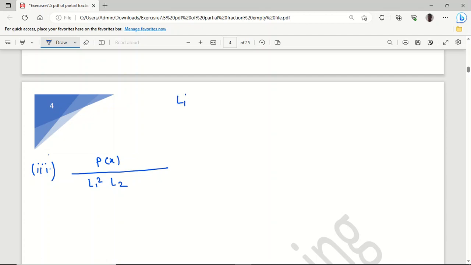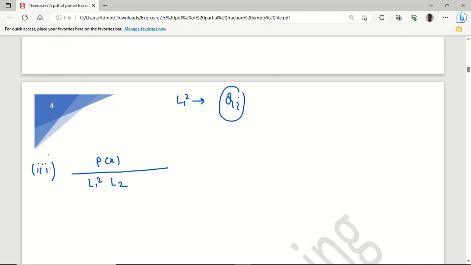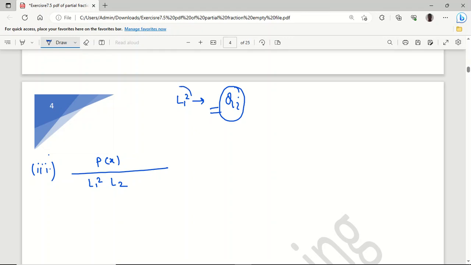See, L1 square is also a quadratic expression, but it is totally different from Qi. Qi cannot be written in the form of two linear expressions, but here it is in the form of two linear expressions. L1 square means L1 into L1, that is, it is the multiplication of two linear expressions. I hope you are understanding why there is a difference between Li and Qi. This is the only concept where people get confused in partial fractions. Otherwise, partial fraction is quite easy.